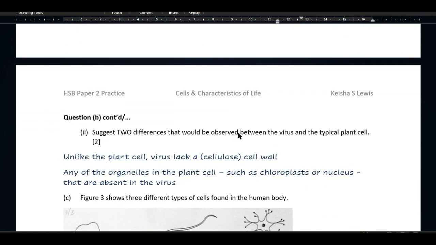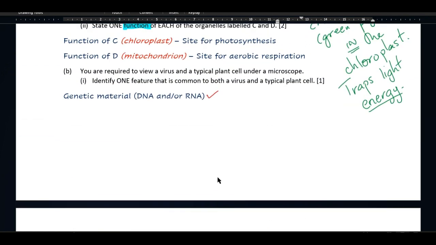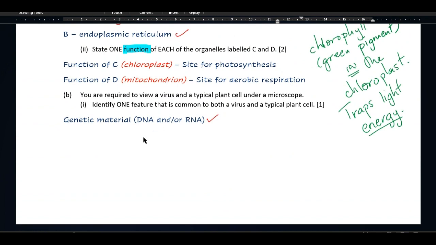And for this one now, differences that would be observed between the virus and the typical plant cell. I found a lot of people clearly were doing some Googling and giving some really in depth, detailed answers about the difference between a virus and a plant cell and still not answering the question, because the question started off with this sentence: you're required to view a virus and a typical plant cell under a microscope. Now, already you know it's going to be an electron microscope. Why? Because you're viewing a virus. Okay? Most viruses cannot be seen very clearly with a light microscope.